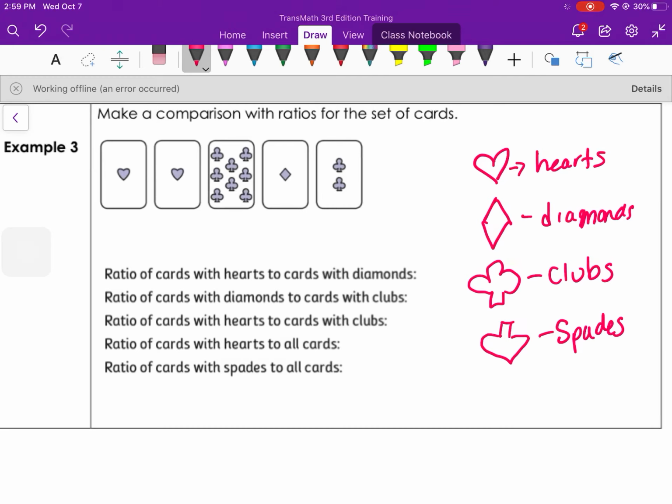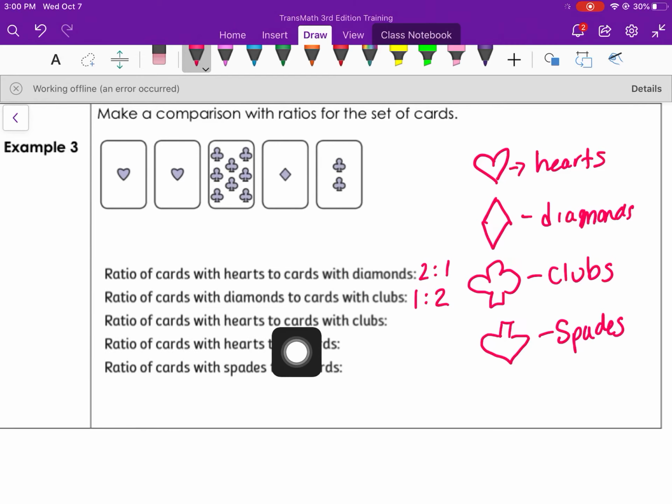What is the ratio of cards with hearts to cards with diamonds? There's 2 cards with hearts to 1 with diamonds, so it's a 2 to 1 ratio. How about the ratio of cards with diamonds to cards with clubs? There's 1 diamond to 2 clubs, so 1 to 2.